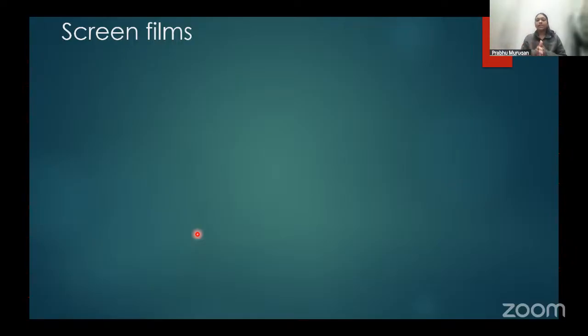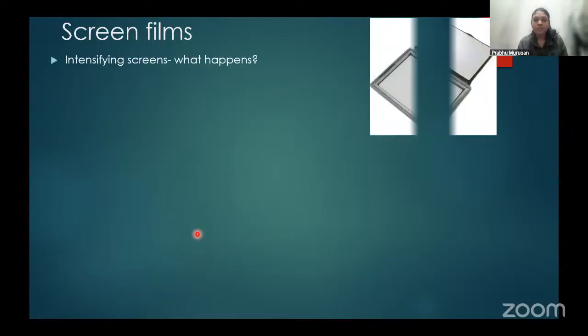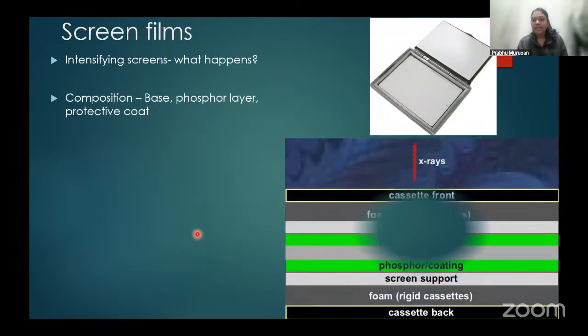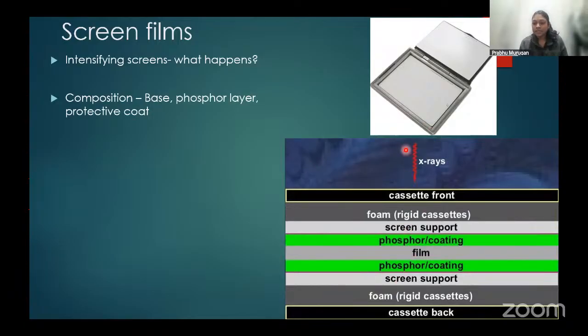I'll tell you how it happens with the help of a picture. As you can see in this picture, you have a cassette with the intensifying screen on either side, and the X-ray film in the middle. You place the X-ray film, close the cassette, and place it on the side of interest. The X-rays come from the opposite side and hit the intensifying screen first, and only then reach the film, in the form of visible light and not as direct X-ray photons.